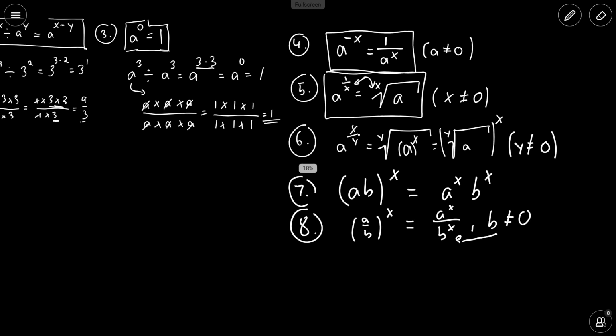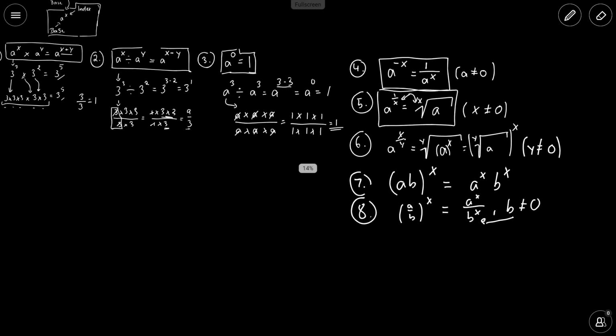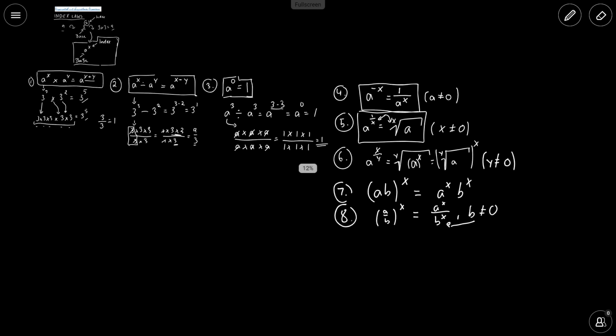Nice. Smashed all our laws out. Let's have a quick zoom out. Look at this. So we covered all of our laws. We talked about them all. Let me now give you some examples. I'll zoom down here.